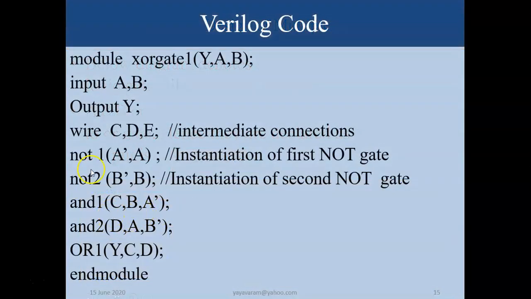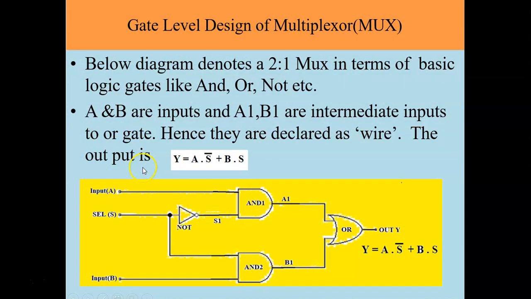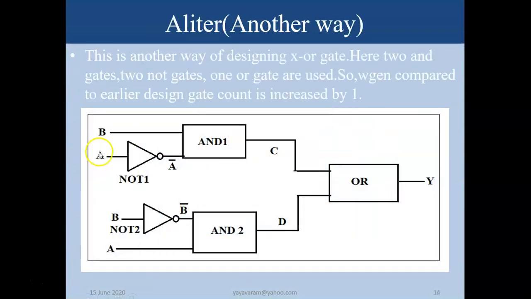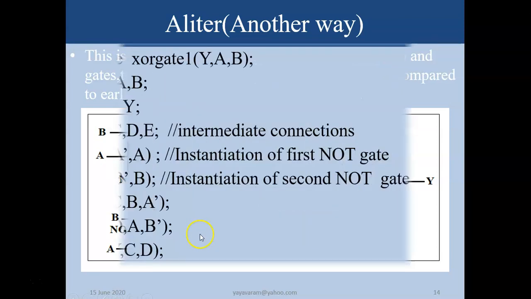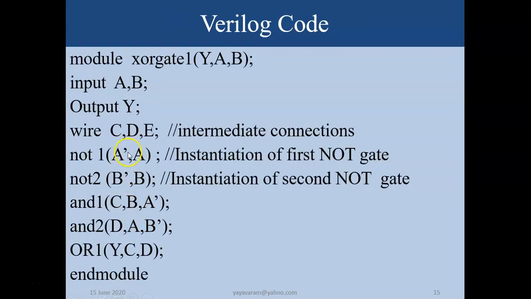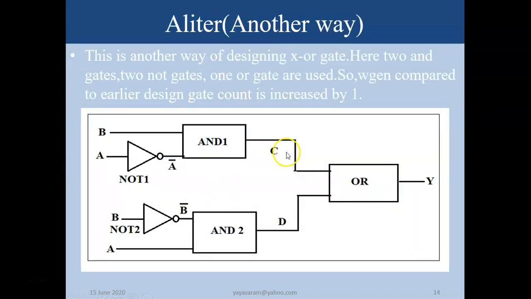Now let us design NOT 1, the first NOT gate. Same way, when I give input A, I get a complement here, and for B, B complement. So how do I define this NOT gate 1? A complement A, B complement B. Similarly, C is the output for B, A complement, and D is the output for B complement, A. Same thing I have done.